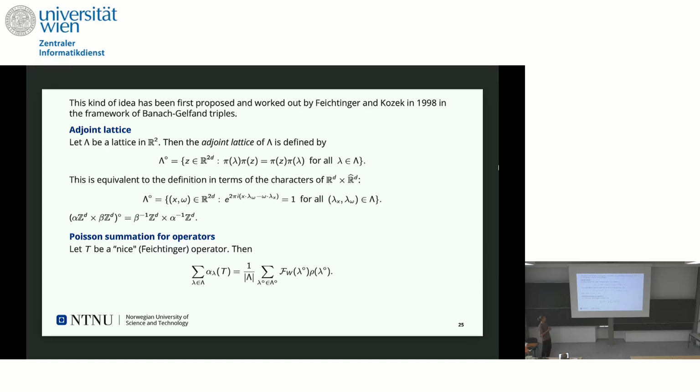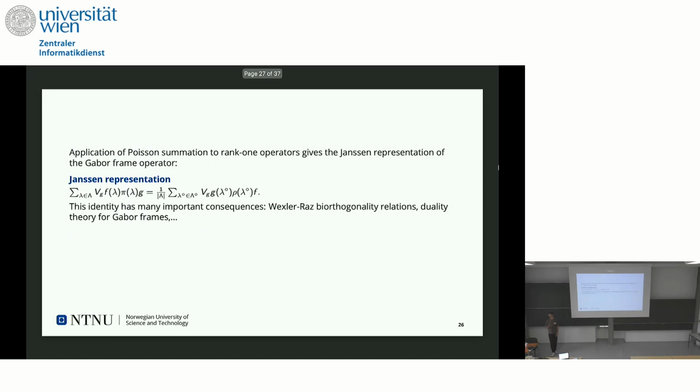So the Poisson summation for operators, which is going to give us most of our frame results, is simply the well-known Poisson summation, but now we're looking at translations of the operator and the Fourier-Wigner of the operator. This should have a T here, so the Fourier-Wigner of T evaluated on the adjoint lattice, and then the translations about Heisenberg-Weyl operators. Okay, and this is actually going to give us the Janssen's representation of the operator.